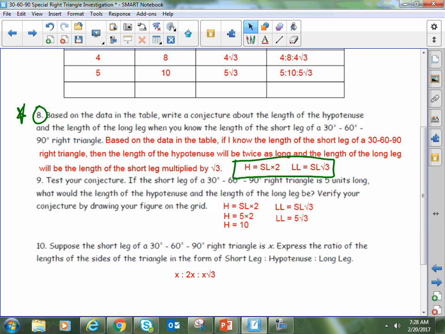Following this video, I'm going to be making another video that demonstrates how you actually use these rules to find missing sides of a 30, 60, 90 triangle. But for the purposes of this investigation, we're done.